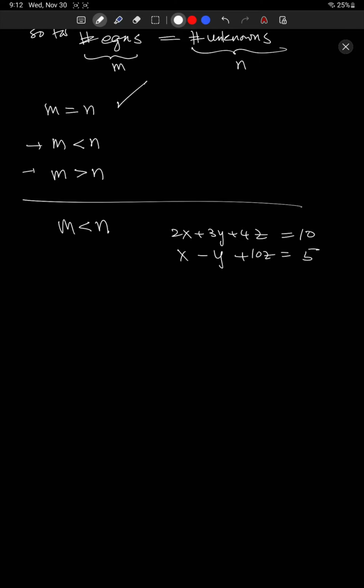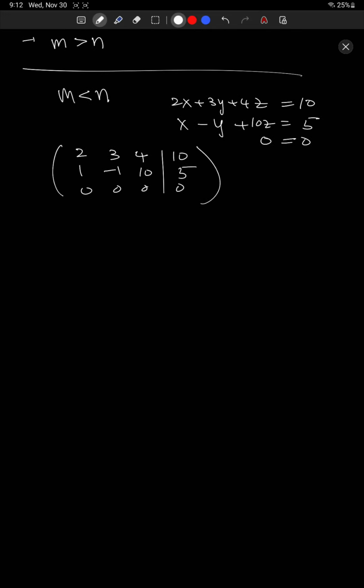Well, one way you can do it is just pretend there's another equation, 0 equals 0, and solve it just as we did before. Okay, so you would do this: 2, 3, 4, 10; 1, minus 1, 10, 5; 0, 0, 0, 0. All right, so this bottom row is already resolved. You never have to touch it. And so you just do the algorithm that we talked about. And then when you translate it back to a system of equations, this last one will be 0 equals 0. And that means you're probably going to have a free variable.